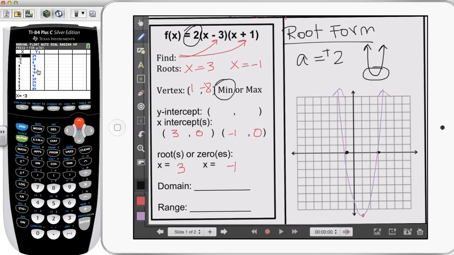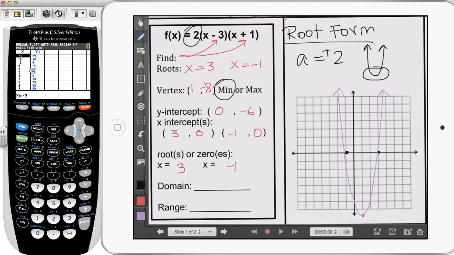It means your vertex is going to be the minimum point of your graph, and no part of the graph will go below it. That's why it's called a minimum. And as you can see, the minimum is 1, negative 8. So let's go to the second table again and try to find our y-intercept. The y-intercept is the point where your graph is going to cross the y-axis. In this case, as you can see, 0, negative 6 is my y-intercept.